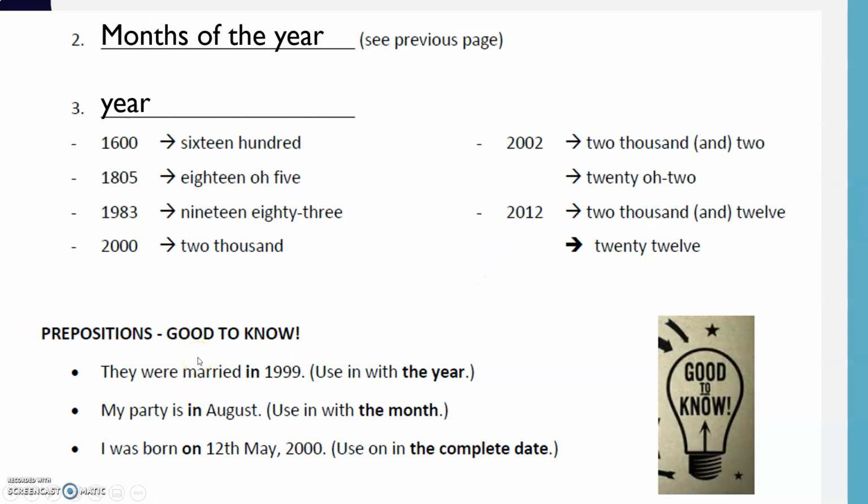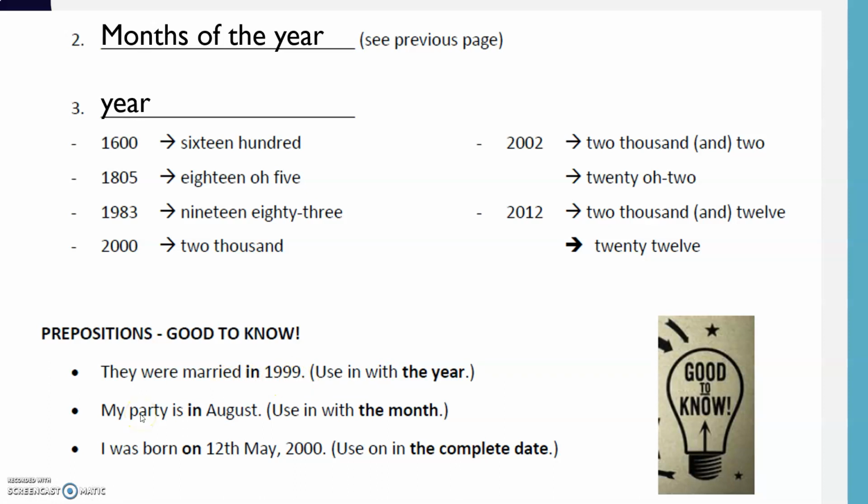Last remark, some theory on prepositions, voorzetsels. So remember, if you talk about a year, for instance, 1999, in a sentence, you would say in 1999. They were married in 1999. Or I was born in 2004.